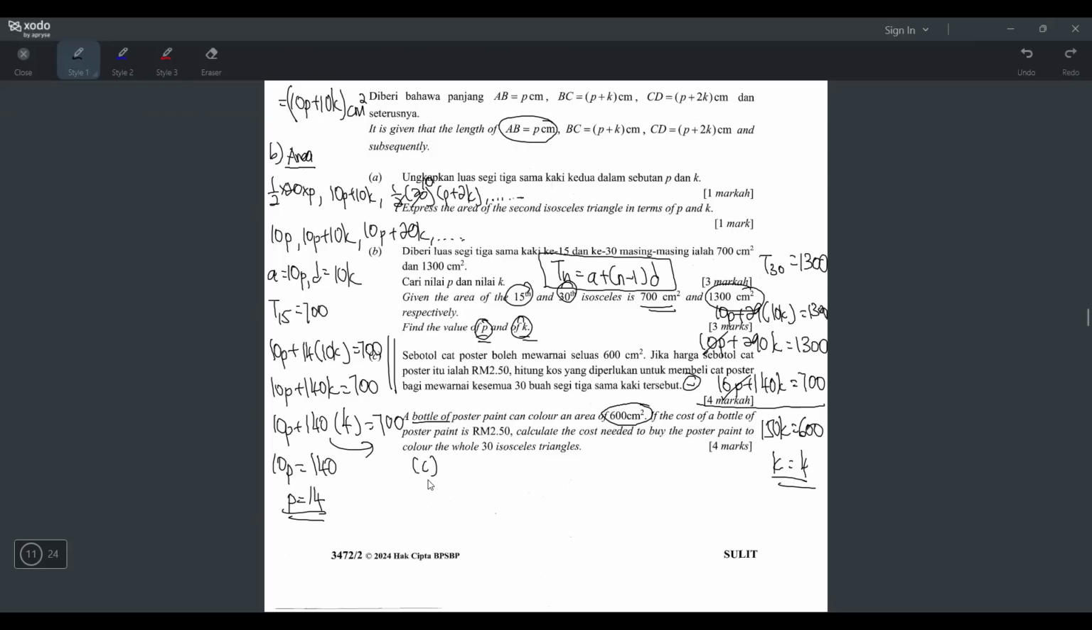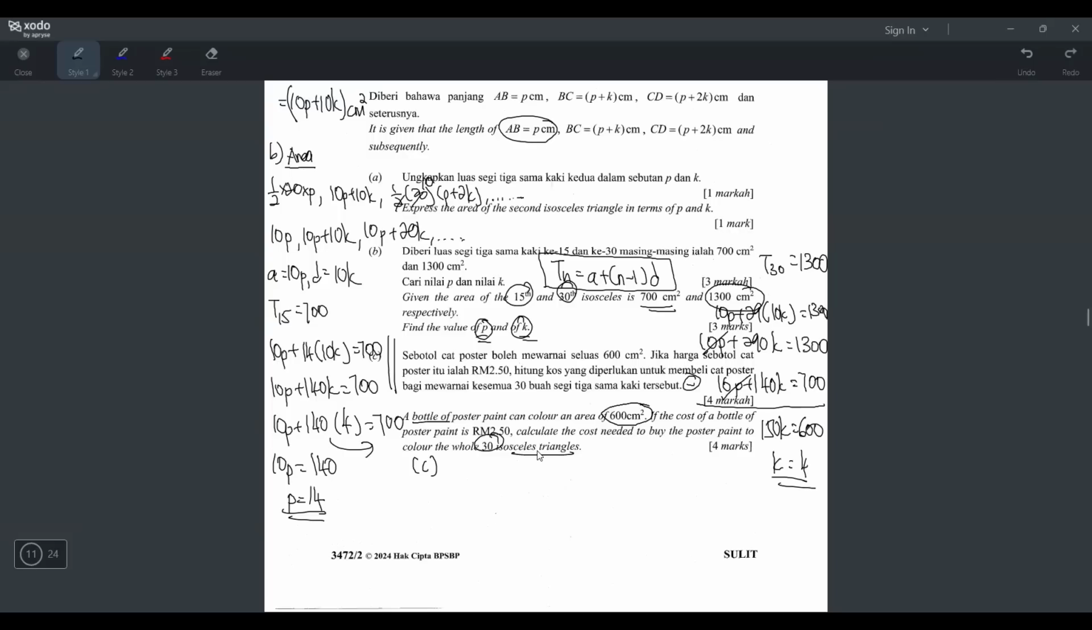So one bottle of paint can color 600 cm squared. And then they say the cost of one bottle is 2 ringgit 50 cent. They ask us to find the total cost needed to color 30 triangles. So first we have to find the area of 30 triangles. You have to find the sum of the area for the 30 isosceles triangles first.